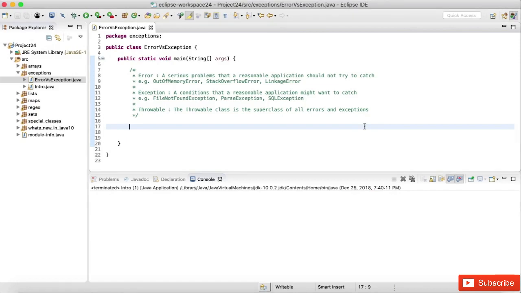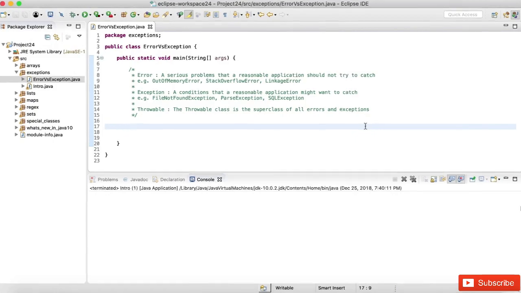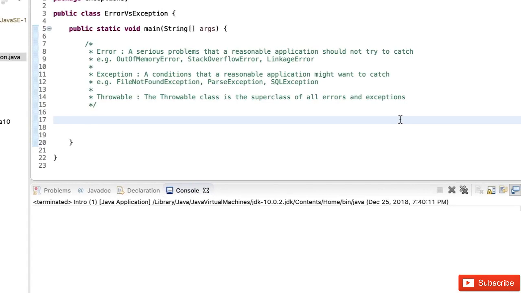An error is a problem that a reasonable application should not try to recover from. It should not try to catch it. But an exception is a phenomenon which should be caught. The reasonable application should try to catch it, and it is a situation which can be recovered.